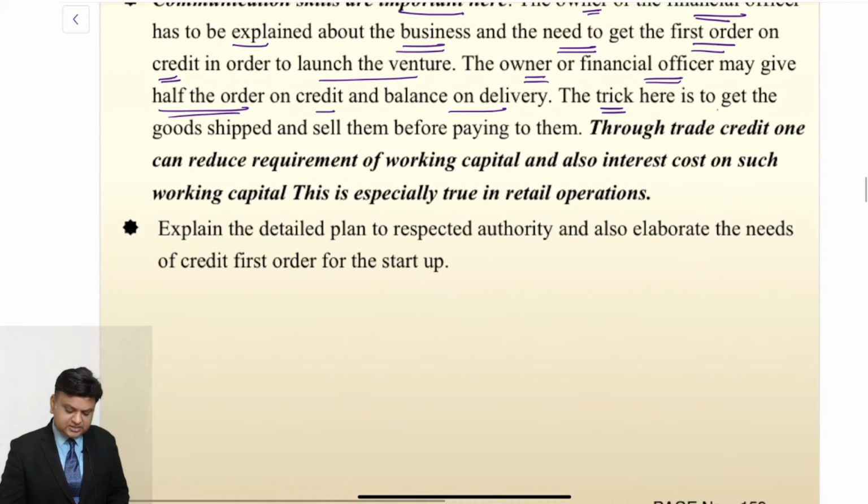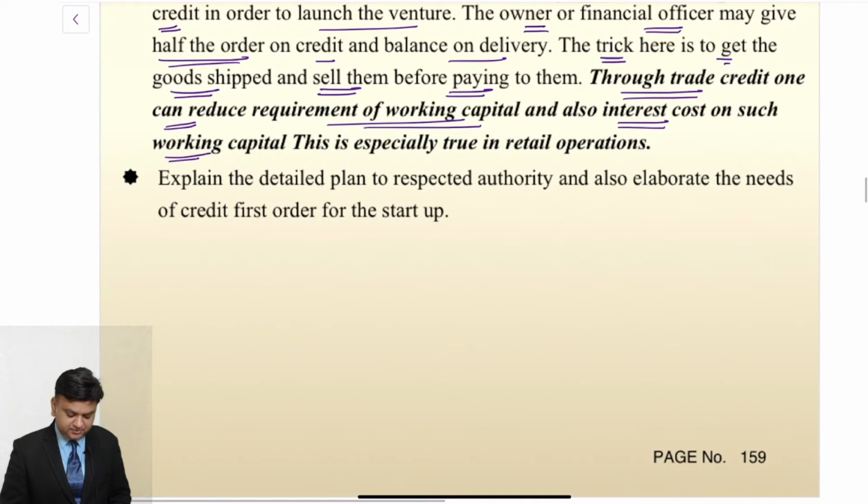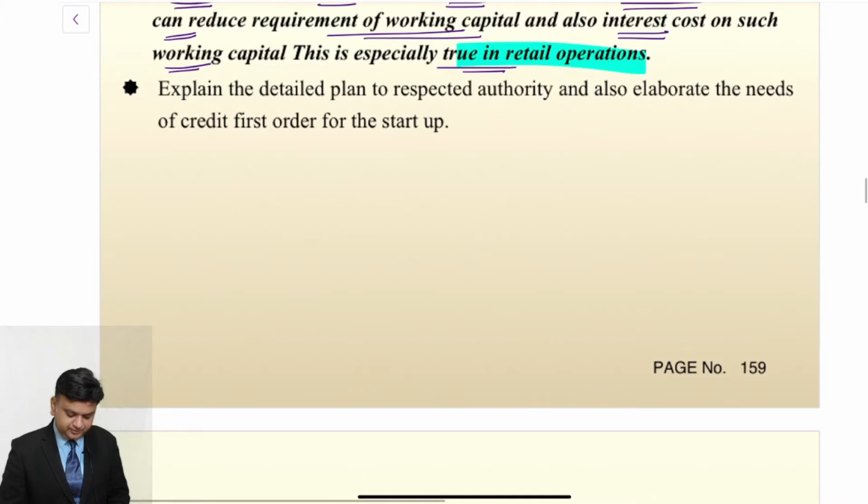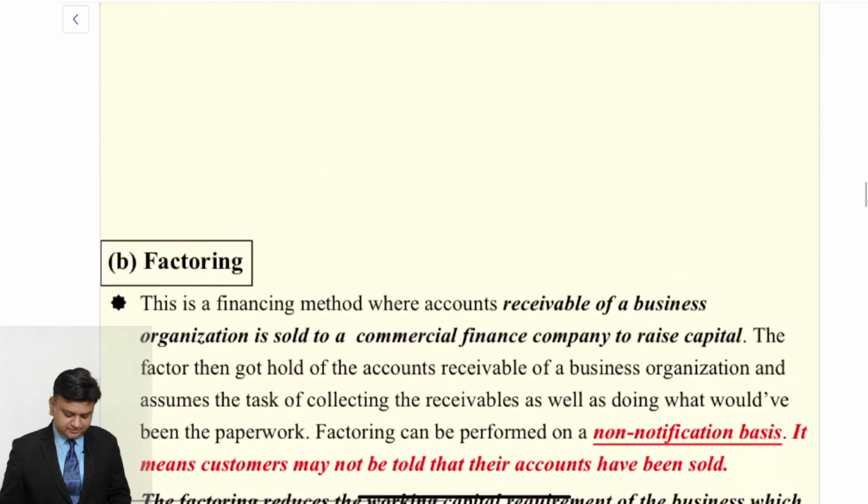The trick here is to get the goods shipped and sell them before paying for them. Through trade credit, one can reduce the requirement of working capital and also interest costs on such working capital. This is especially true in the case of retail operations. Explain the detailed plan to the respective authority and elaborate the need for credit for the first order for the startup.